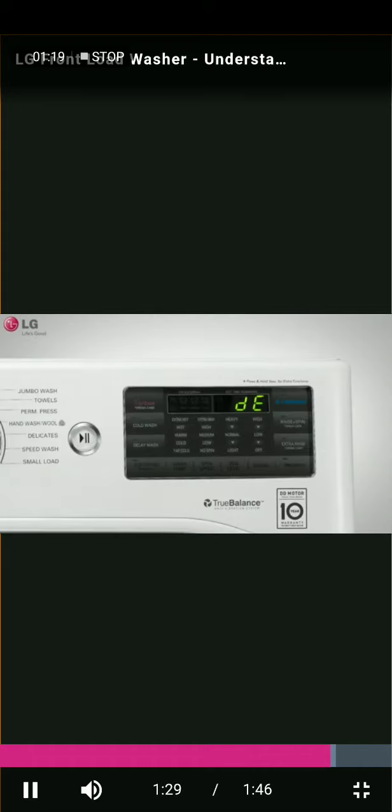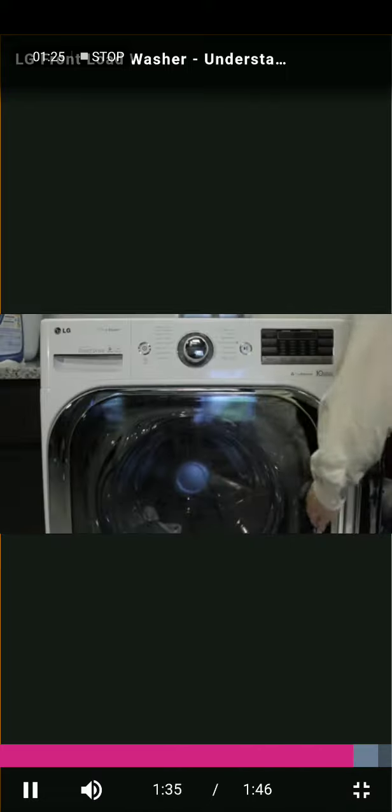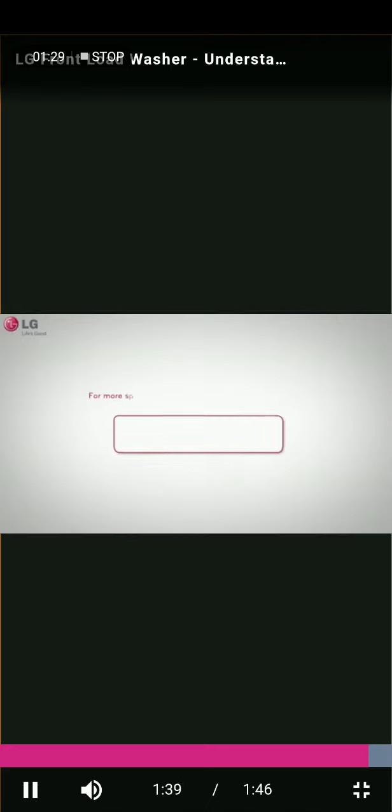If you receive a DE error message, this may mean that the washer tub is unable to rotate. Make sure that the washer door is properly closed and that there are no restrictions. If problems persist, please unplug the power and contact your nearest LG service center.